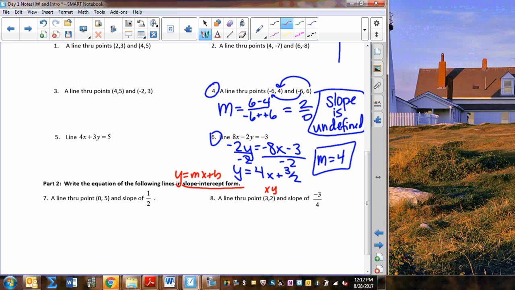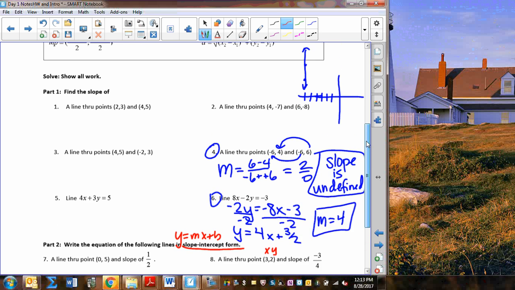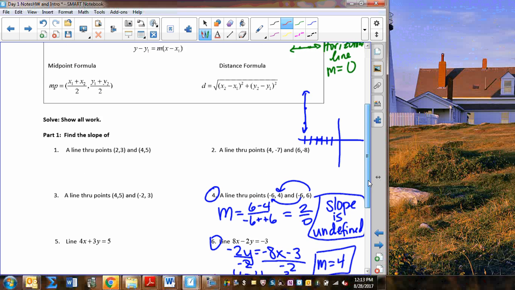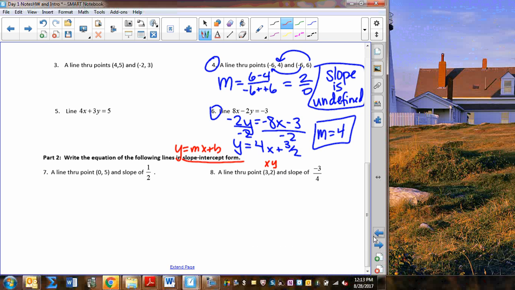Either way works. Honestly, they probably take about the same amount of steps. Personally, I like the point slope form because it's already in that format, and you don't have to substitute anything back in, you just solve for y and simplify. So whichever method you prefer, go ahead and do that, and I want you to do number 8 there.